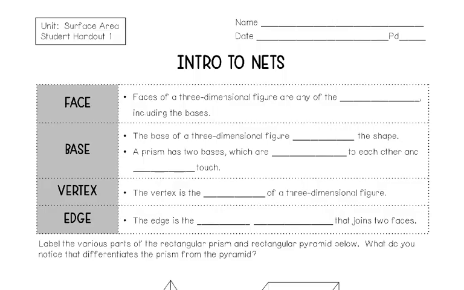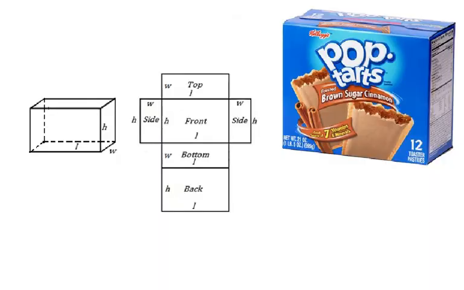So as we start looking at an intro to nets, let's get some of these basic definitions down. There's four big words you're going to need to know about these 3D shapes. The first word is face. Faces of three-dimensional figures are any of the surfaces, including the bases. Let me show you that with the Pop-Tart box. The faces of this Pop-Tart box are going to be this front part here, the side nutritional facts part, and then the top as well.